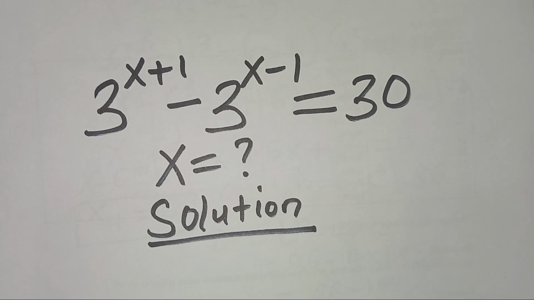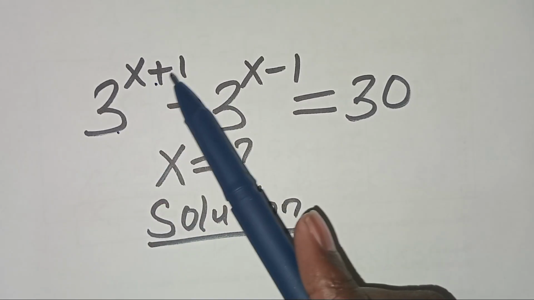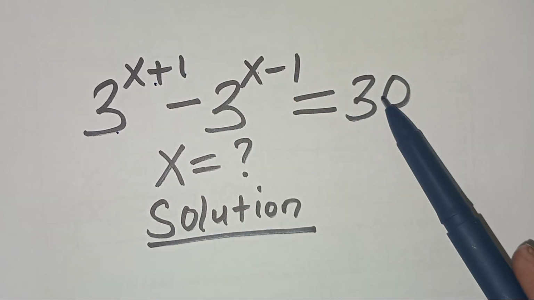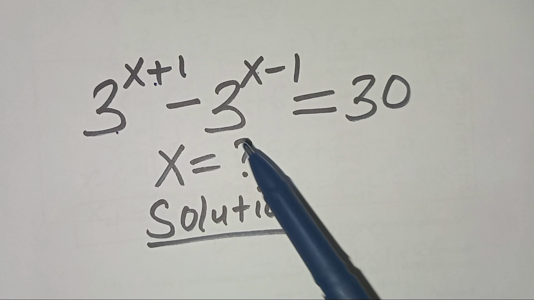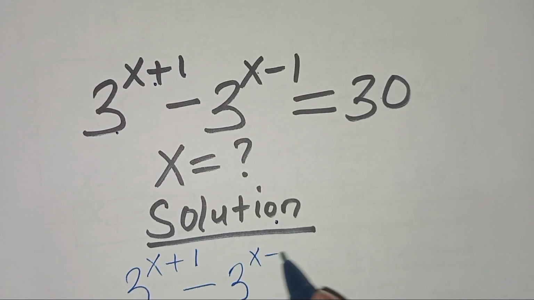Hello everyone, let's provide a solution given this exponential equation, which is 3 to the power x plus 1, subtract 3 to the power x subtract 1, this is equal to 30. So what is the value of x? Now solution, we have that 3 to the power x plus 1, subtract 3 to the power x subtract 1, this is equal to 30.